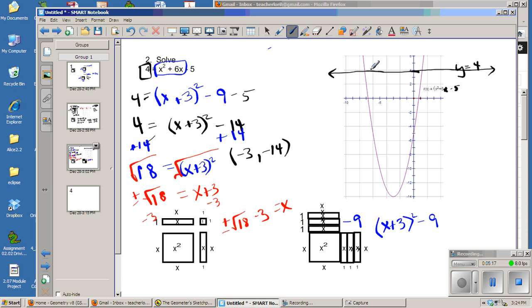There's y equals 4. My two answers are here and here. Remember, one of those is negative square root of 18 minus 3, and one of those is positive square root of 18 minus 3. And that's where they are. So it's pretty easy to solve for as long as you know how to complete the square like this. It just takes a little practice.